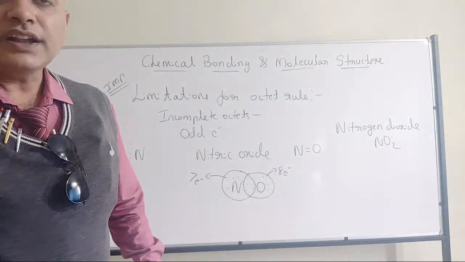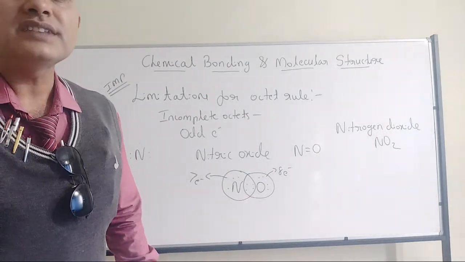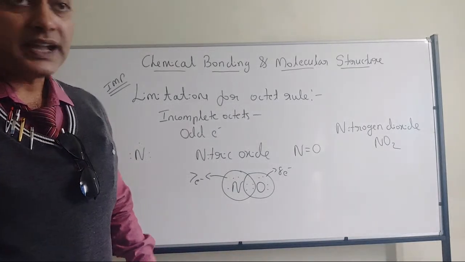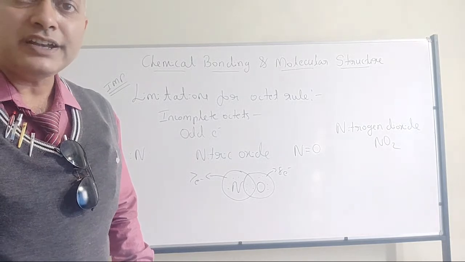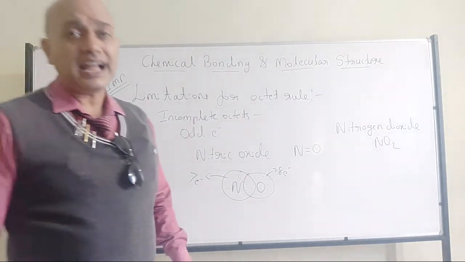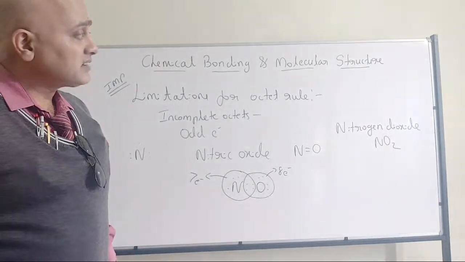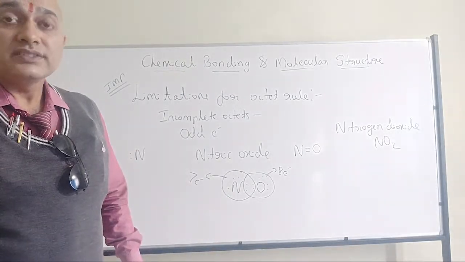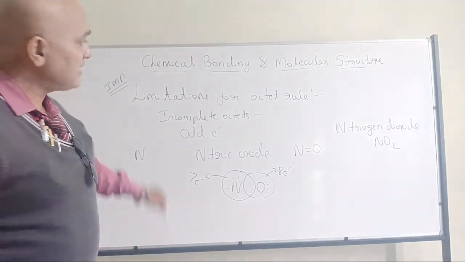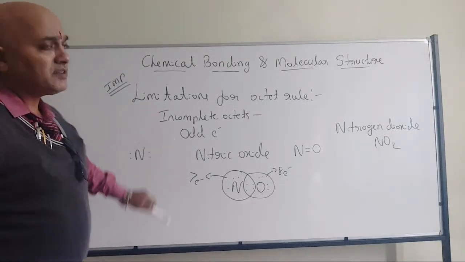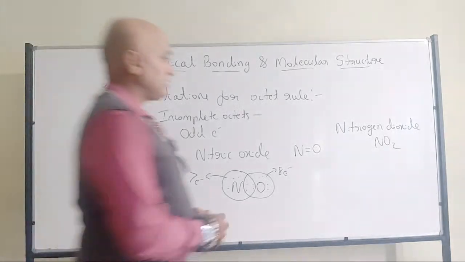So this oxide of nitrogen is also produced in nature. It is one of the reasons for acid rain. NO2 can later be converted into HNO3, nitric acid, which will cause the acid rain. So that's why this NO2 exists in nature, and it also comes under incomplete octet with odd electrons.